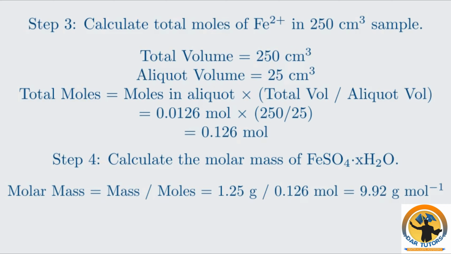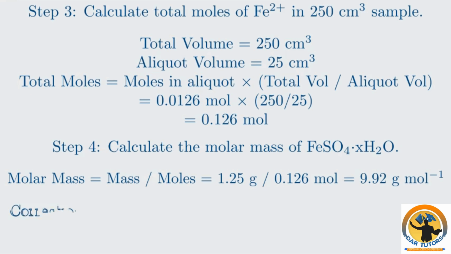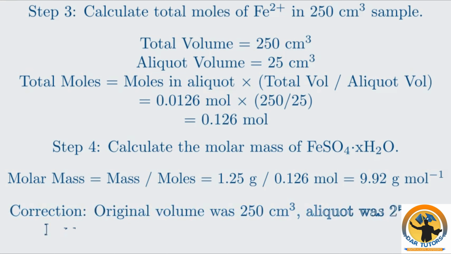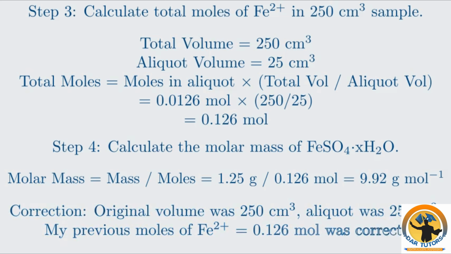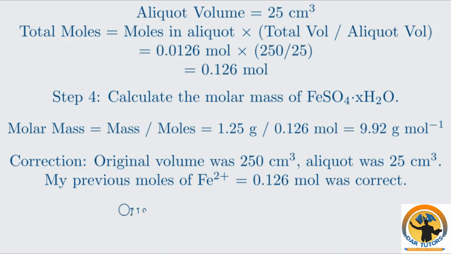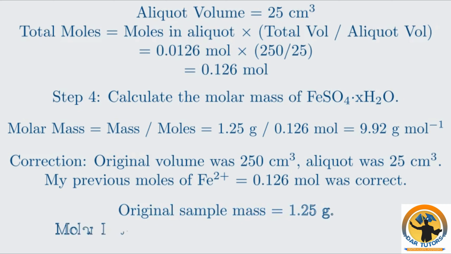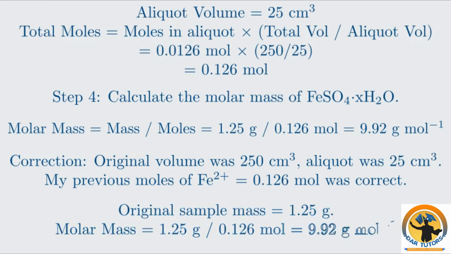I see. The original sample mass was actually 1.25 grams, but it was dissolved in 250 cubic centimeters of water, not 500 cubic centimeters. Let's correct our calculation with the correct volume. The total volume was 250 cm3, not 500, so the aliquot of 25 cm3 was 1/10 of the total. Our calculation of 0.126 moles is correct, and the original sample mass was 1.25 grams. So, molar mass of the hydrated salt is 1.25 divided by 0.126, which is approximately 9.92 grams per mole.